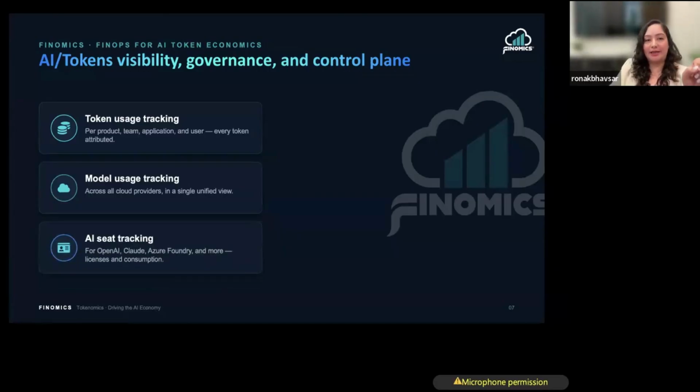And the AI seat tracking, right? The OpenAI, Claude, Azure Foundry, there are a lot of AI solutions out there, so organizations are subscribing to that, sometimes through marketplace, right, as a SaaS product. So the seat tracking is very important. Like I mentioned, if you have 1,000 licenses, you want to know how it's being utilized. So all of these suggestions, all of these features are covered as part of the Finomics solution.